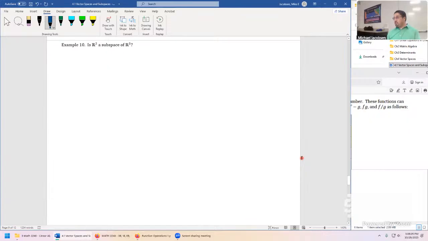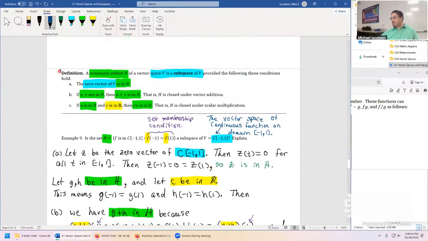So let's think about this question. It's a pretty confusing one in a certain sense. Is R2 a subspace of R3? Let's think about that one for a moment. Doesn't hurt to pull in the definition. While we're thinking about it, let me drop in the definition so we can ponder that.